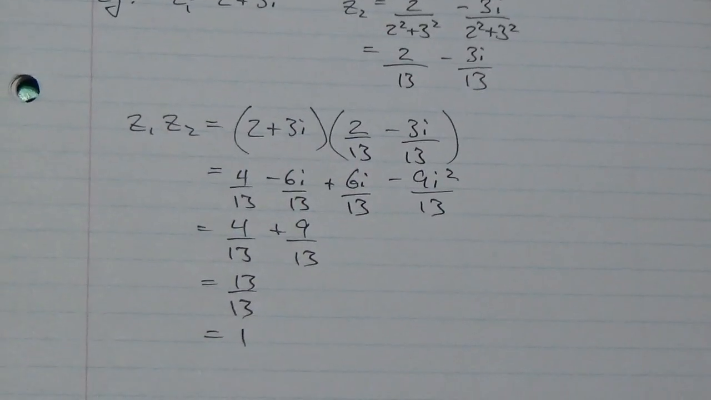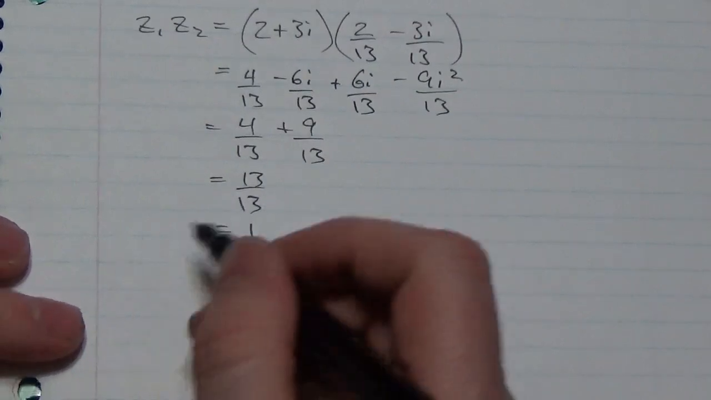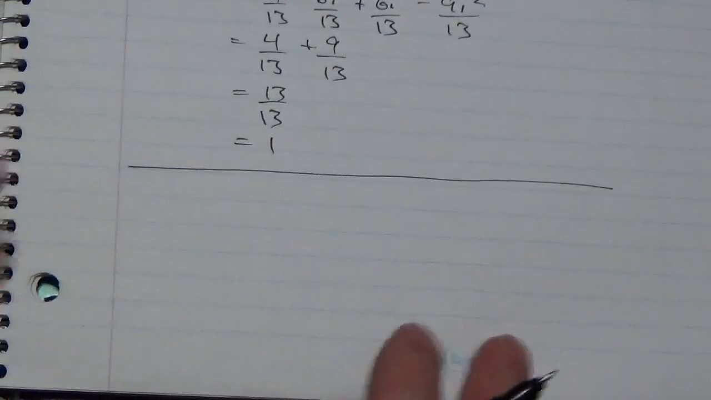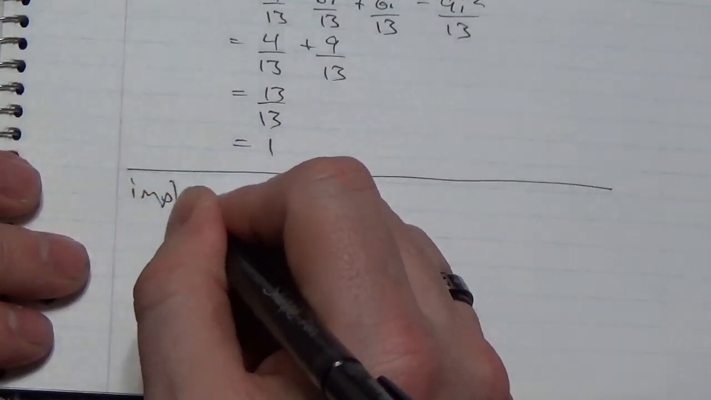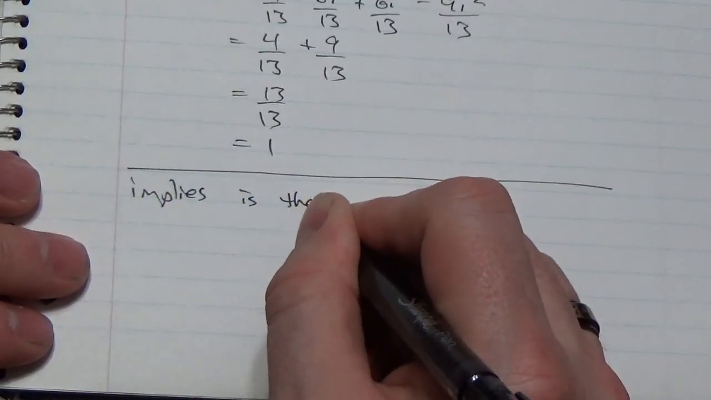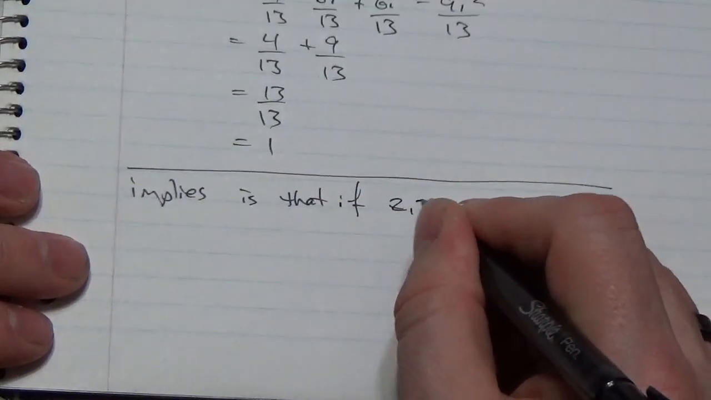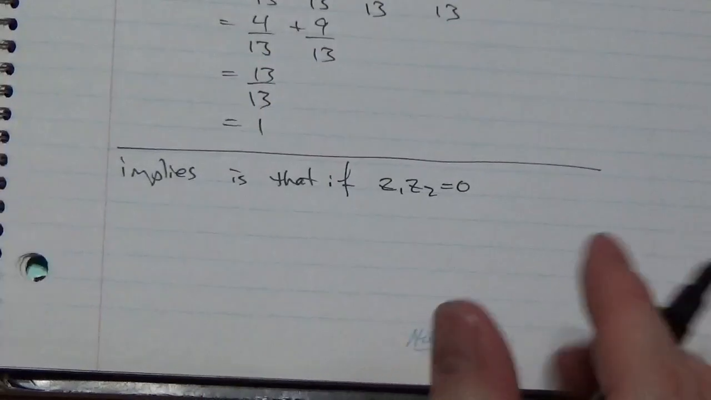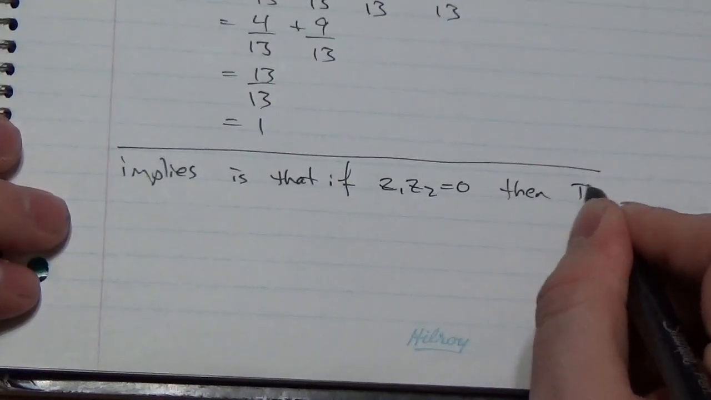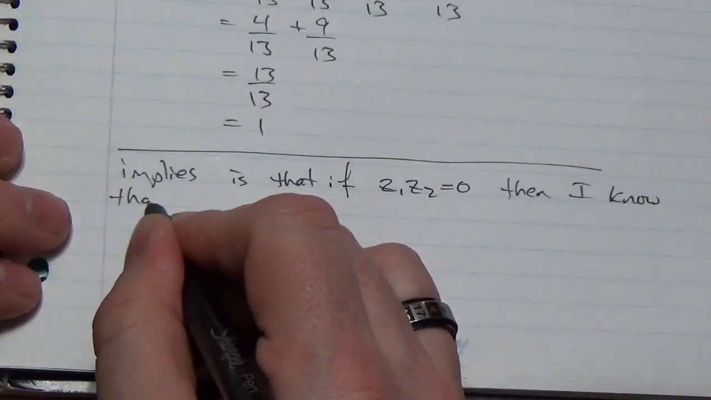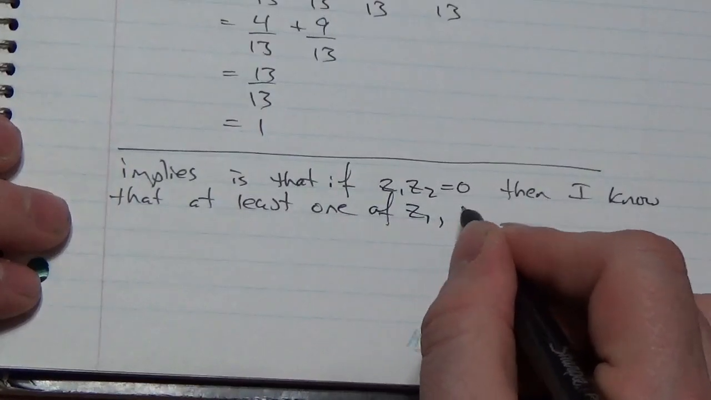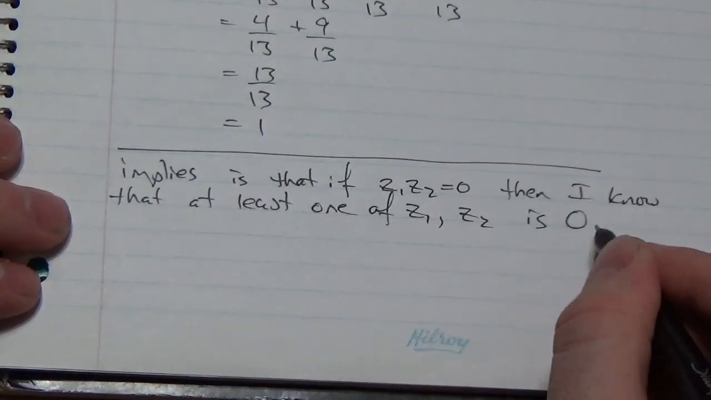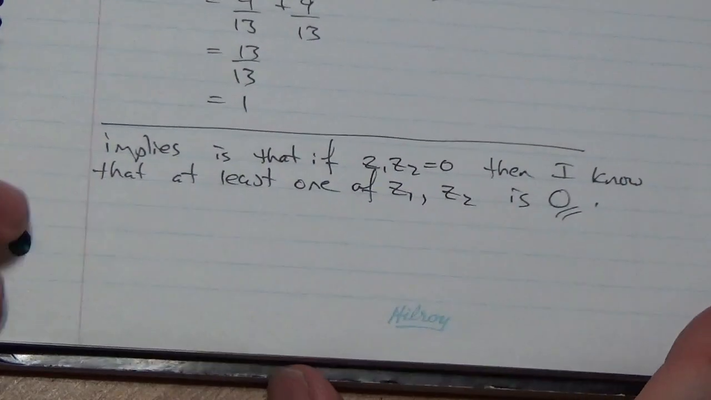Now, the reason why that might be considered really useful to us is because of what it implies about what we can do with these values. What it implies is that if Z1 multiplied by Z2 is equal to 0, then I know that at least one of Z1 or Z2 is 0. That has to be true.